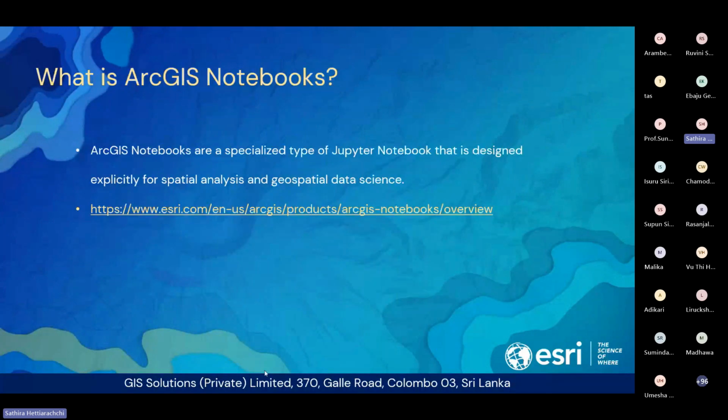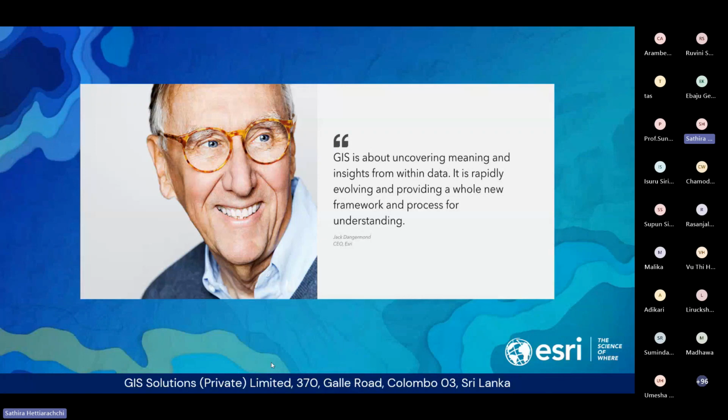I just wanted to give this message. GIS is about uncovering the meanings and the insights from within the data. It is rapidly evolving and providing a whole new framework and process for understanding. With that, I want to move back to some of the examples that we can do using this ArcGIS API. For that, I'll be using this Jupyter Notebook environment.